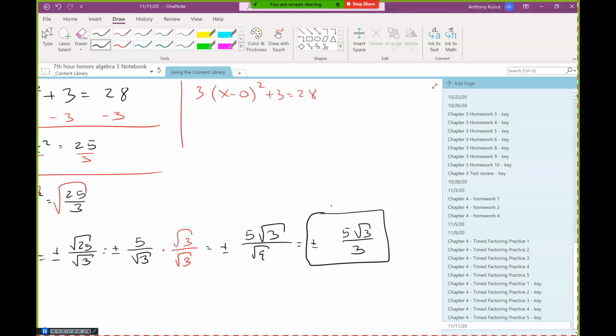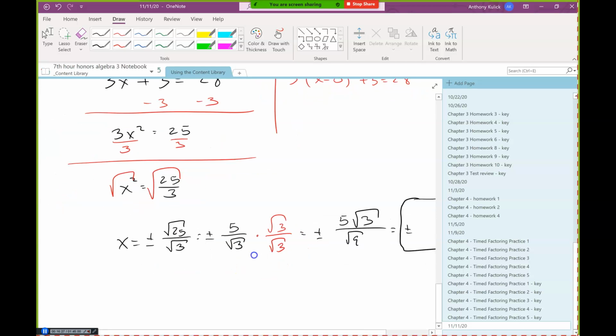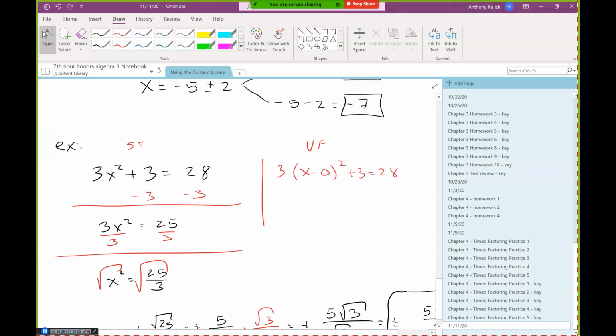So some standard form equations, or standard form quadratics like this one, that are really the same as vertex form quadratics, we can just apply the reverse order of operations to them directly, right?